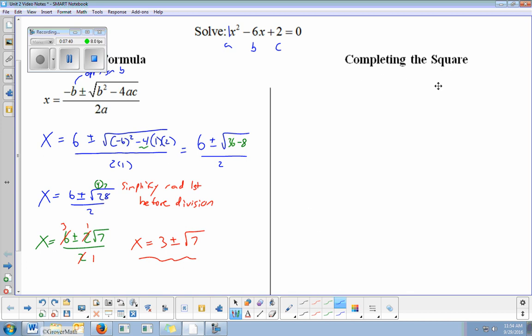Now, how do we do completing the square? So completing the square is not a formula, it is a process. x squared minus 6x plus 2 equals 0.